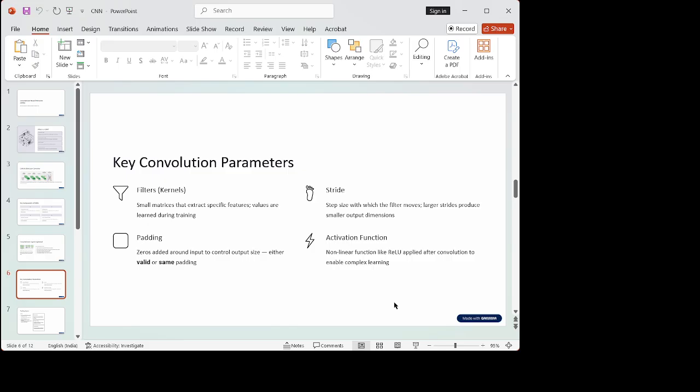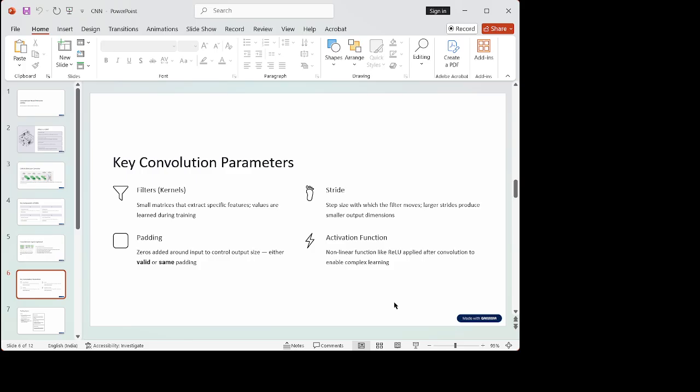The second one is stride, the step size, which tells how many pixels the filter moves at each step. Larger strides produce smaller output dimensions. For example, stride 1 moves 1 pixel at a time, or stride 2 moves 2 pixels at a time. Increasing the stride generally reduces the spatial dimensions of the output.